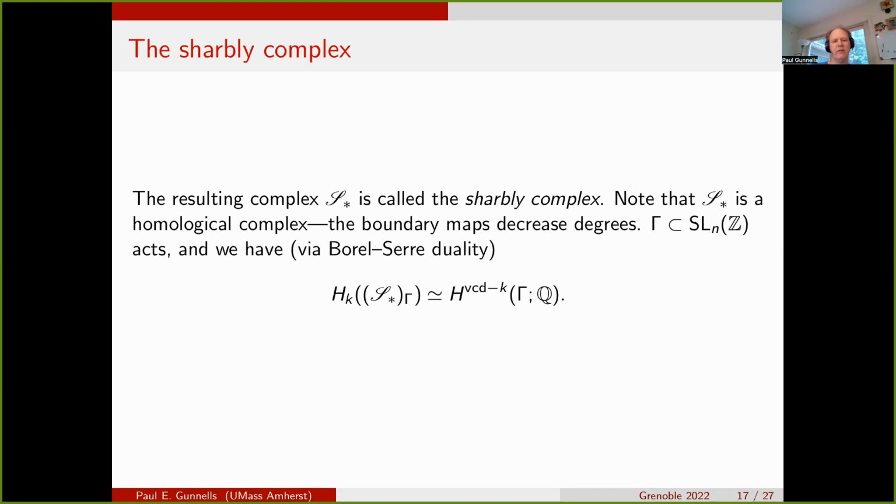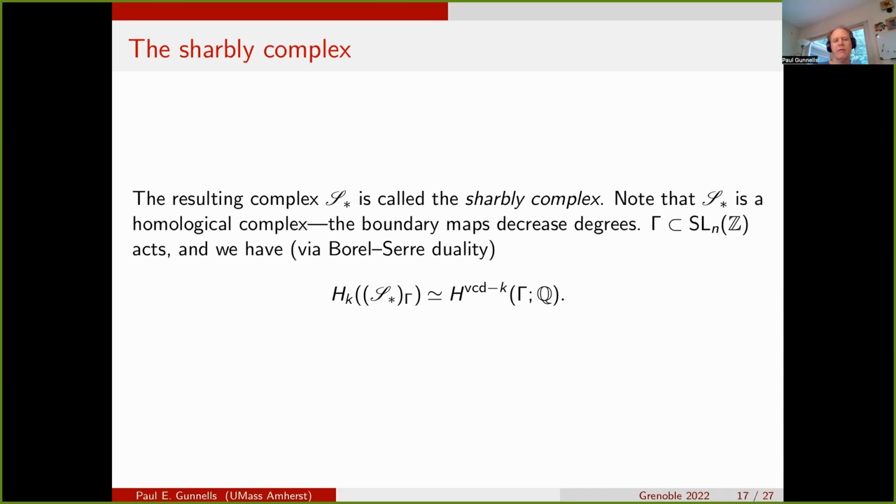And we have the theorem, in this case by Borel-Serre duality, that the kth homology of the coinvariants of this complex, where the little gamma symbol means we take this gamma action on the complex and mod out by all relations of the form u minus gamma times u, is the same as the cohomology of the group with rational coefficients, as long as we keep our indices straight here. So going up in k goes down from the VCD.